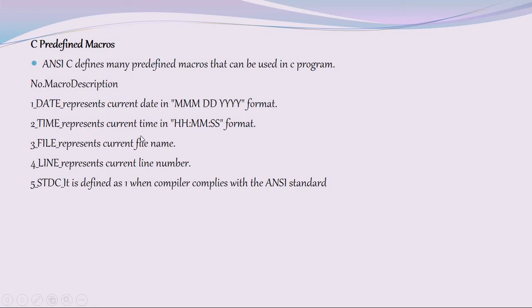If you use the TIME macro, the current time will be printed in the hour, minutes and second format. FILE means the current file name will be printed. If you use LINE, the current line number will be printed. STDC is defined as __STDC__. If you use this macro, it will give 1 when the compiler compiles with the ANSI standard.